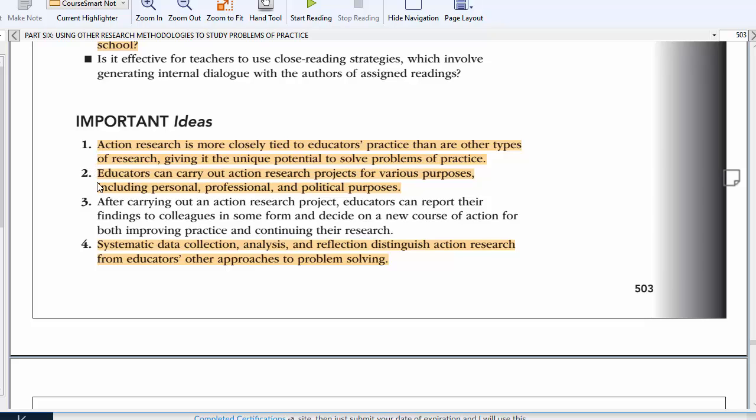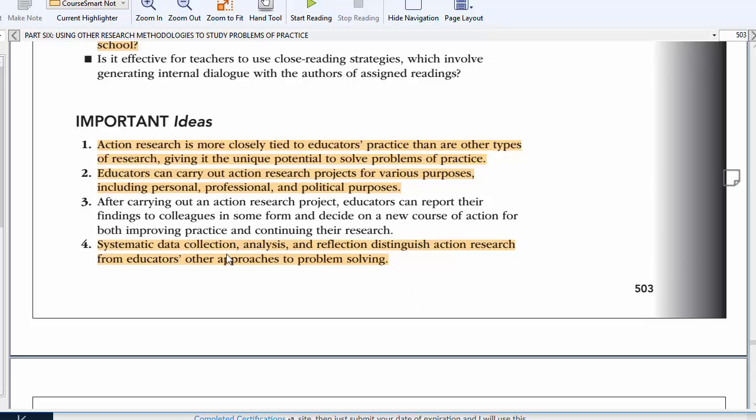Second bullet here: educators can carry out action research projects for various purposes, including personal, professional, and political purposes. And it may be something that's really important to your school or your school district, especially if they're trying to do a very large project and you suggest, wait a minute, how about we just do a research project? I'll make it an action research project in my classroom, and that might save a lot of expense and time.